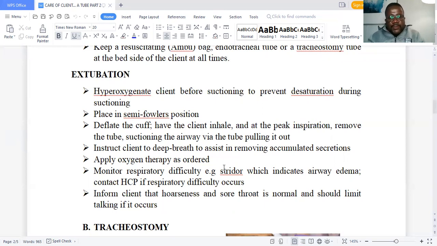Monitor respiratory difficulty, e.g. stridor. And stridor is a high-pitched sound that you hear through auscultation from the upper airway of the client due to airway obstruction. Okay, this is what we call stridor.